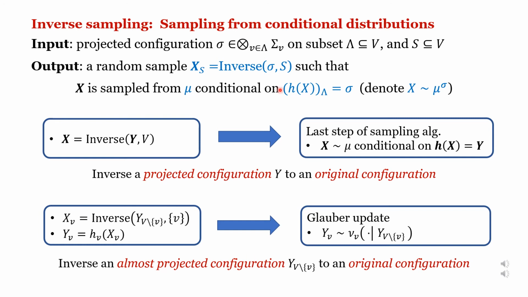In our algorithm, the sampling from the conditional distribution is through inverse sampling. Given a projected configuration sigma on the subset lambda of V and a subset S of V, the inverse sampling of sigma on S outputs a random sample X_S, the marginal distribution of X on S, such that X is sampled from mu, conditional on the projection of X on lambda being equal to sigma.